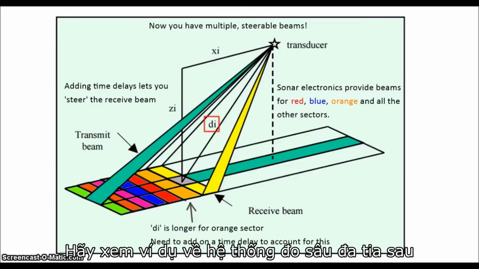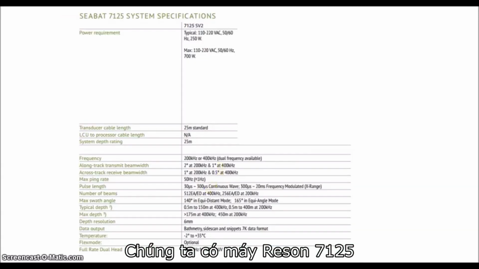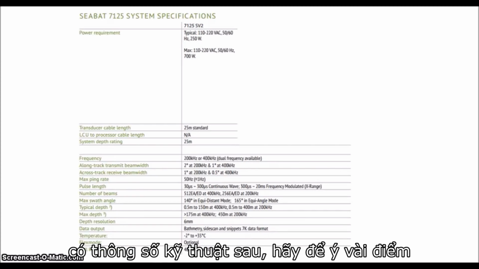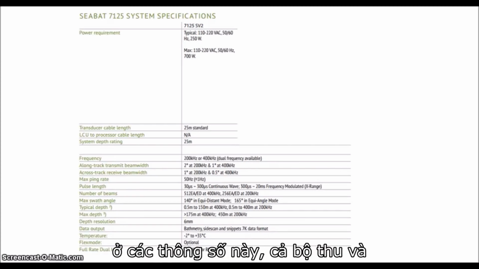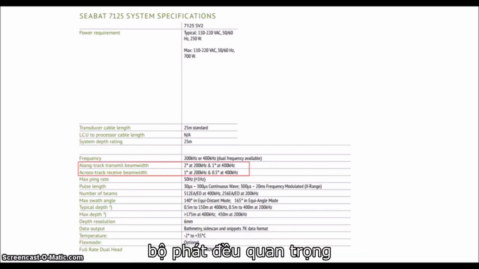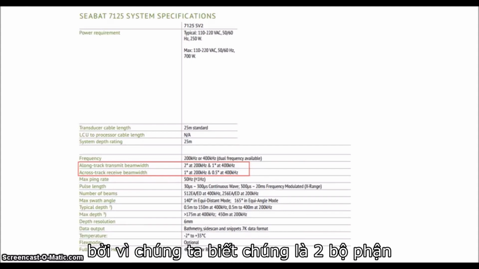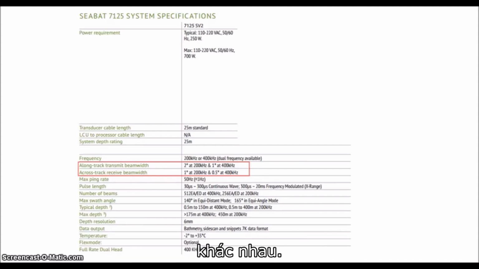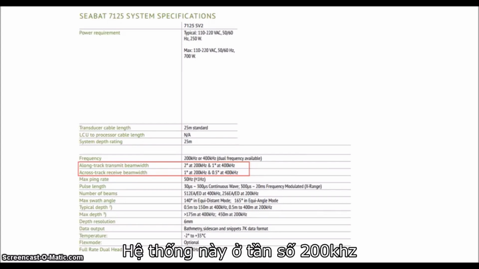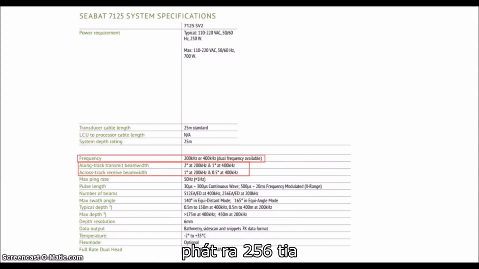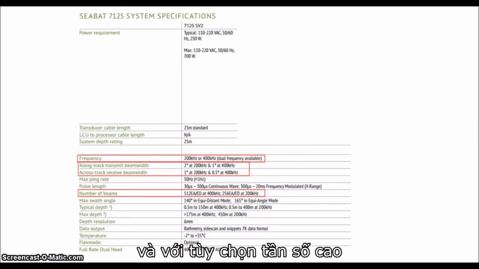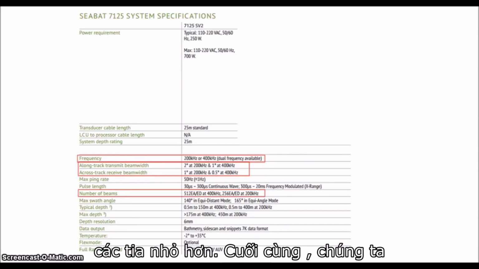Let's look at one quick example of a multi-beam sonar. Here we have the Reson 7125 SV2 specifications sheet. Take note of a few things. The sheet lists both a transmit and a receive beam width. This makes sense because we know now that these are two physically different things with their own orientation. Using the 200 kHz frequency, this system can put out 256 beams, all with a 1 degree by 2 degree beam width. As we expect, the high frequency option allows for a more narrow beam width.